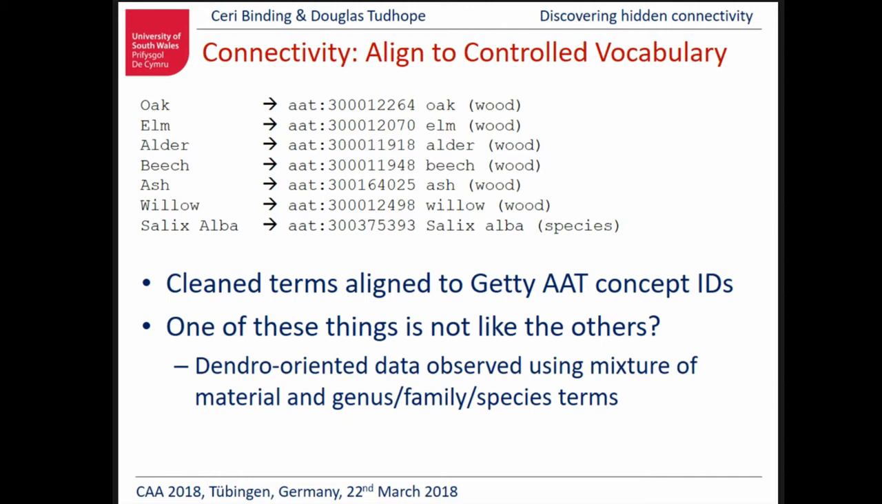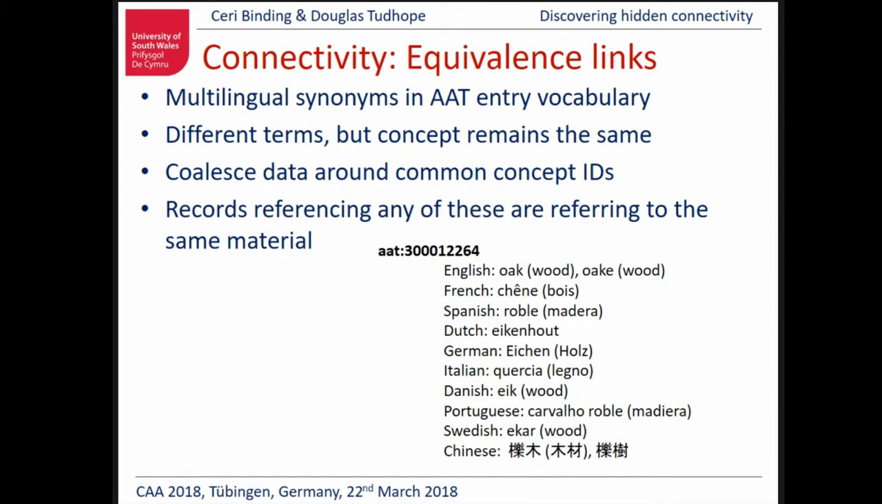And as you can notice, one of these things is not quite like the others. They're all materials, but the last one is a species. We kind of know what they meant when they did that, but we found that dendrochronological data was described using a mixture of materials and genus or family or species. So when we want to try and find the connection between those, how exactly do we do it? And I'll show how.